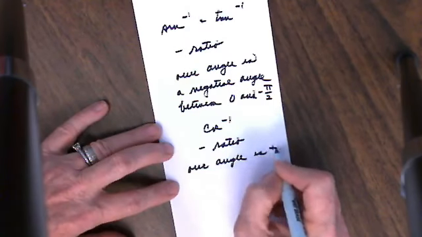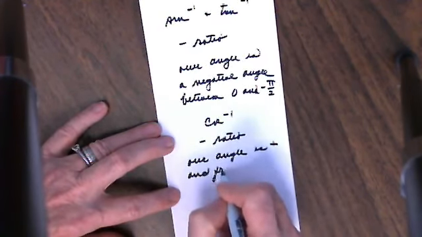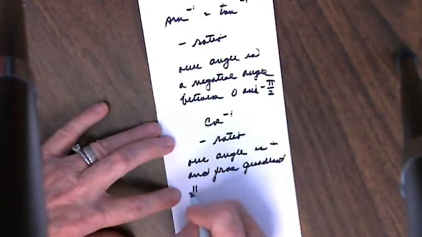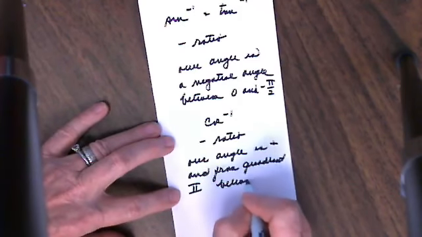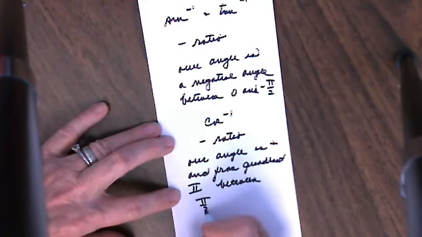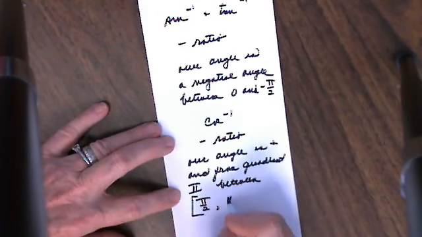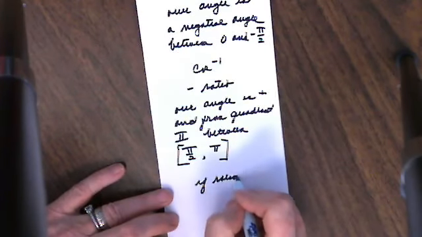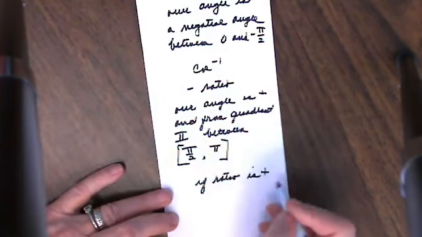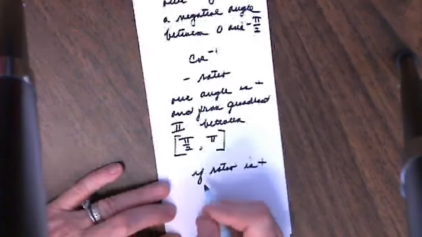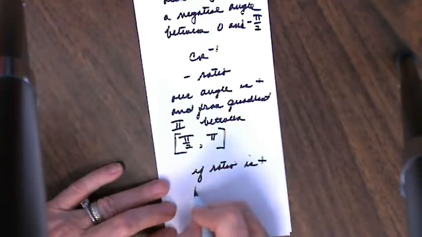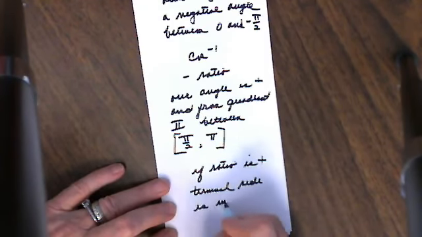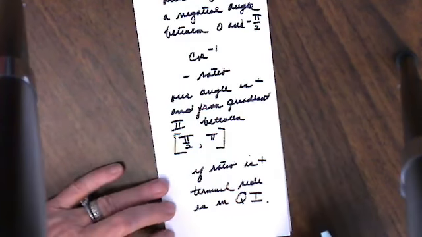is positive and from quadrant 2. And it's between positive pi over 2 and pi. If our ratio is positive, all three of these are going to come from an angle whose terminal side is in quadrant 1. That's it. Good luck with this assignment.